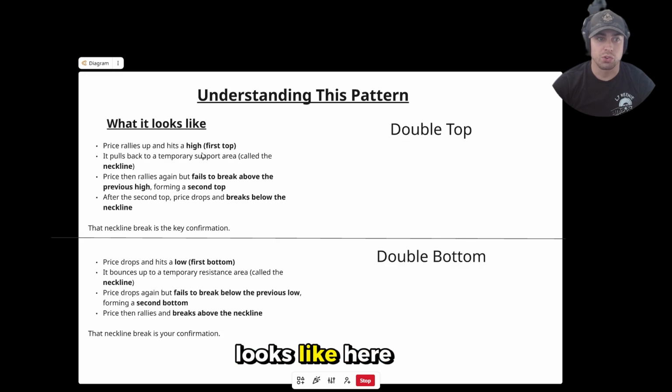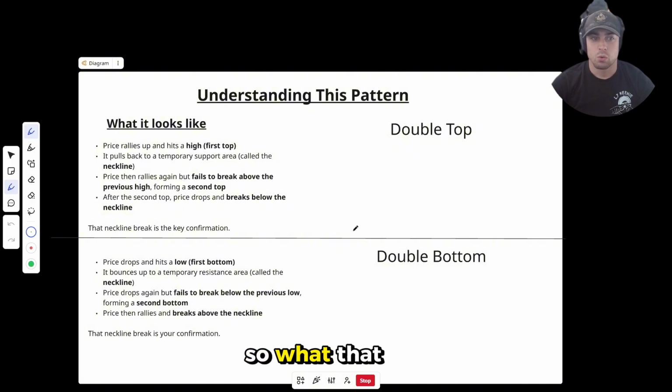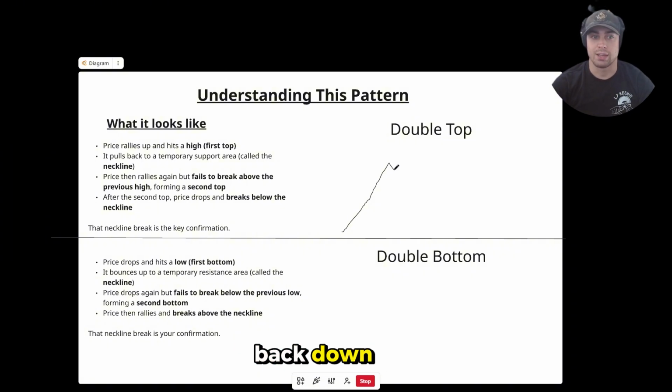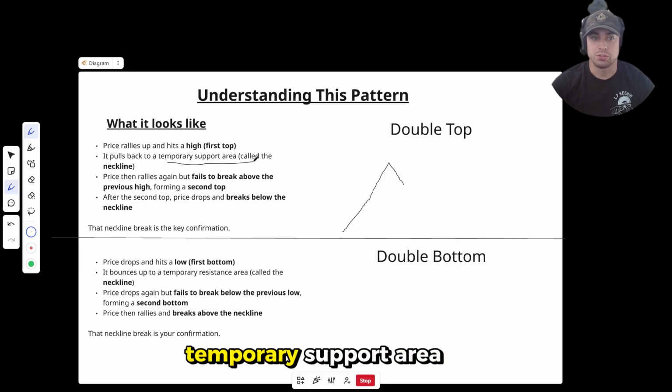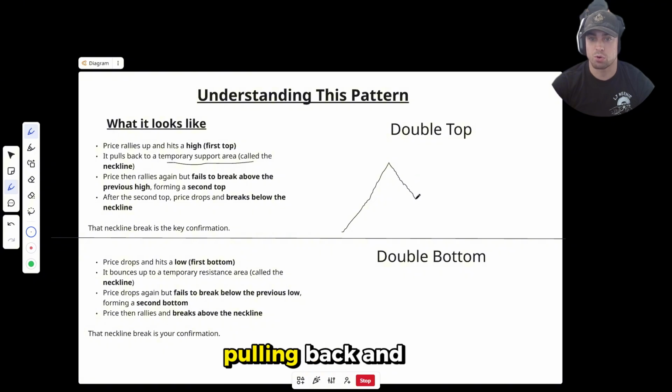All right, moving on to understanding this pattern. So what it looks like here. So for a double top, the price is going to rally up and hit a high point. Okay, and that's what the first top is going to be. What that looks like is the price is going to come on up. It's going to keep traveling up, and it's going to hit a high. Okay, and what that looks like is it's going to stop going up. It's going to come back down. It's going to pull back to a temporary support area called the neckline. So that's what this pullback is, pulling back. And then it creates a support right there, which is what's called the neckline.